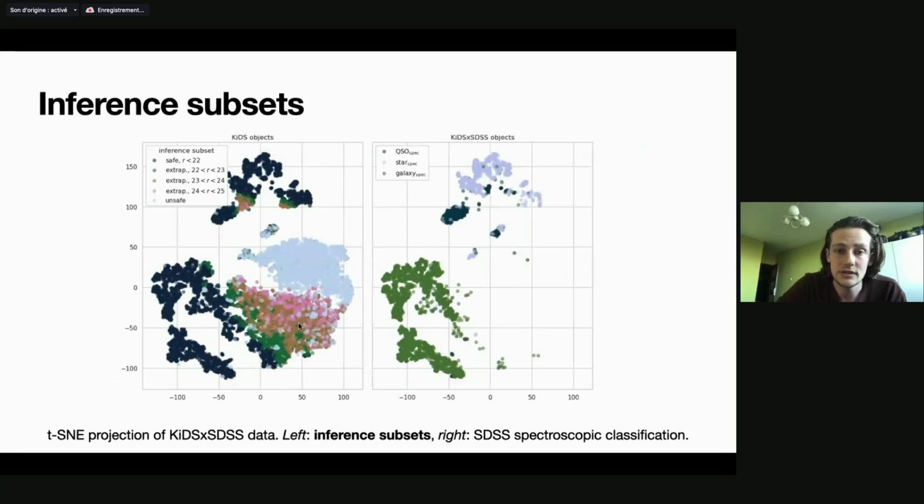And this is the visualization of those inference subsets. So again, on the right is the training data, and on the left is the whole data split into the inference subsets. So you can see that they progress with the magnitude, and basically the further we go, the less sure we are about the results of our model. And we can see also here, in this especially important part where we divide stars from quasars, that the first extrapolation set is far from each other, but when we go to magnitudes fainter than 23, it's this most problematic part that we may be most unsure of.